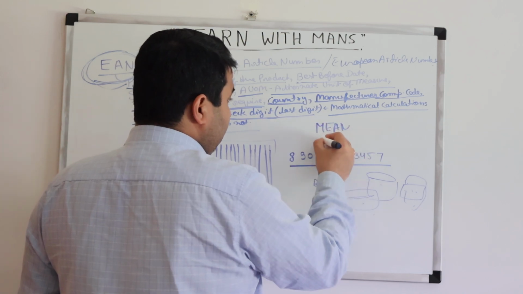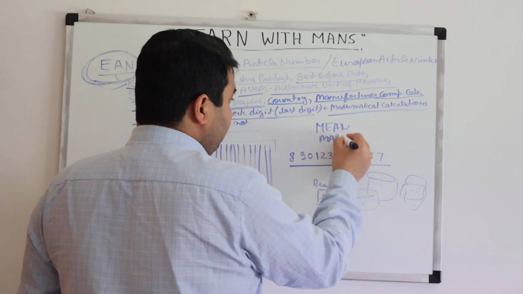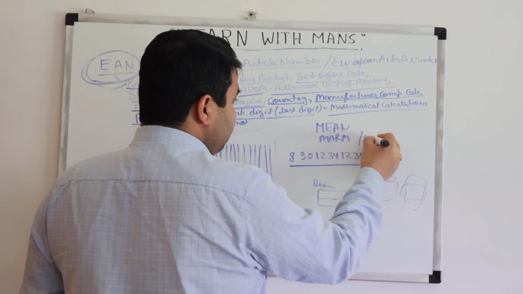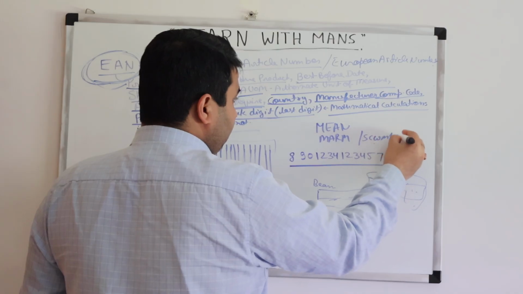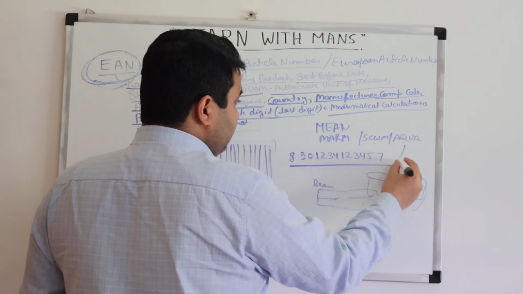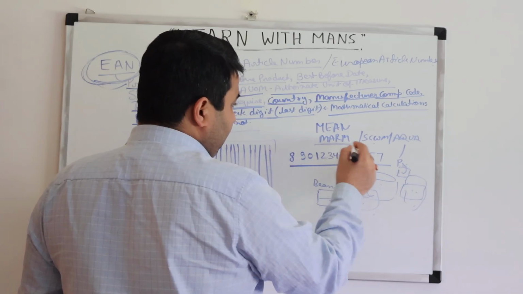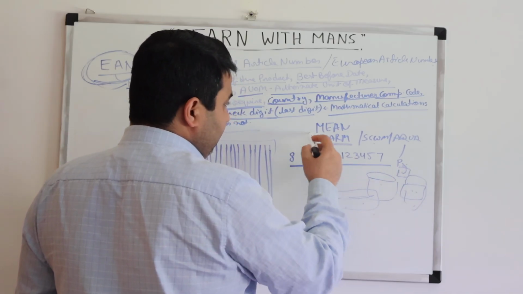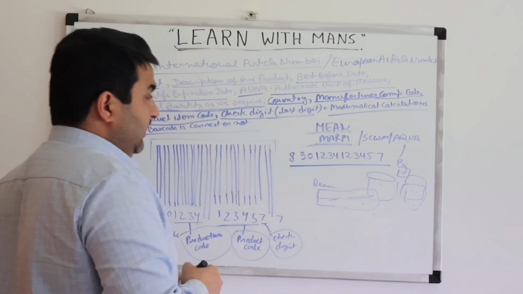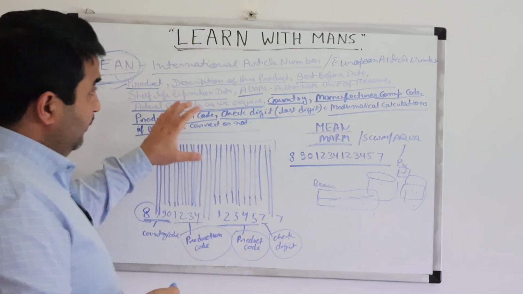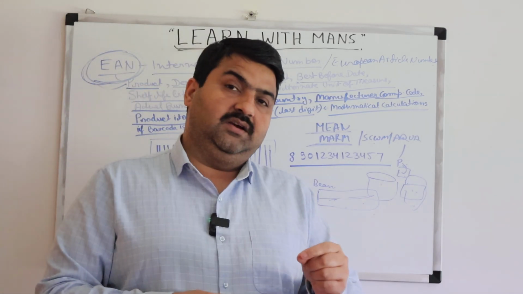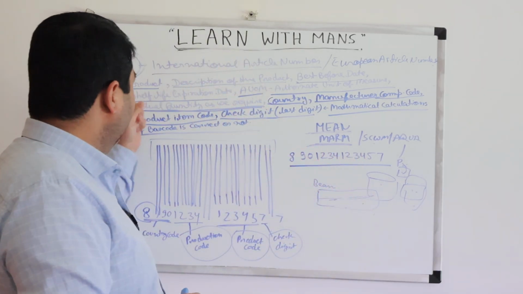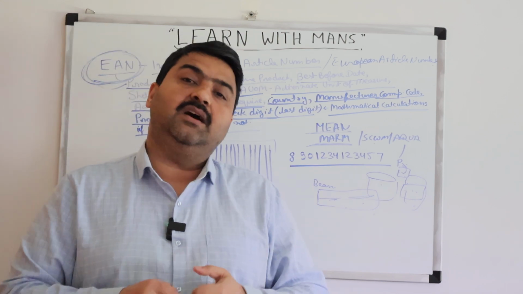So here we have the tables MEAN, MARM or SCWM. They hold product, handling unit, and linkage details. We can see the product EAN number detail here and also in these tables. So this is the property of the EAN number, the international or European article number.